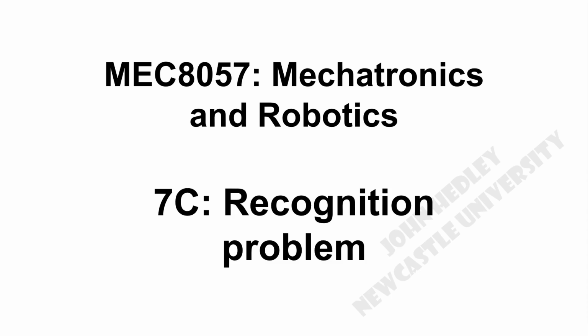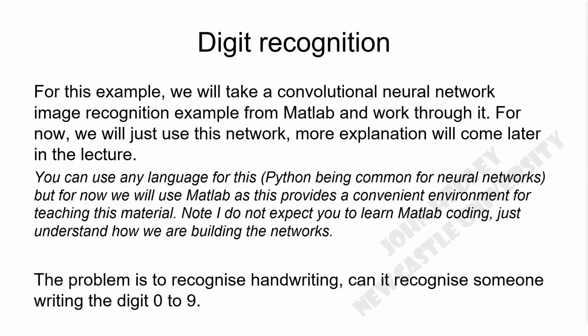In this video, we will look at how a neural network solves an image recognition problem. The tutorial is based on a MATLAB example. The MATLAB example we will use is for digit recognition. MATLAB conveniently sets up the network for us and has the required dataset stored.